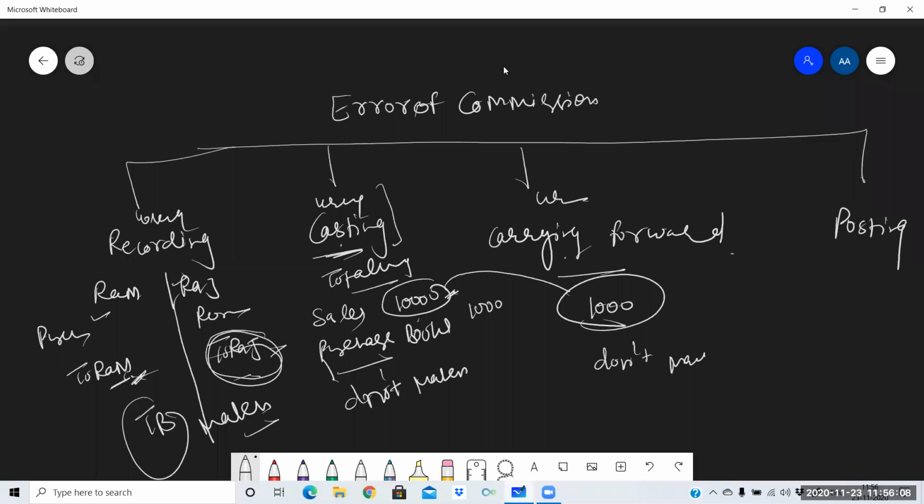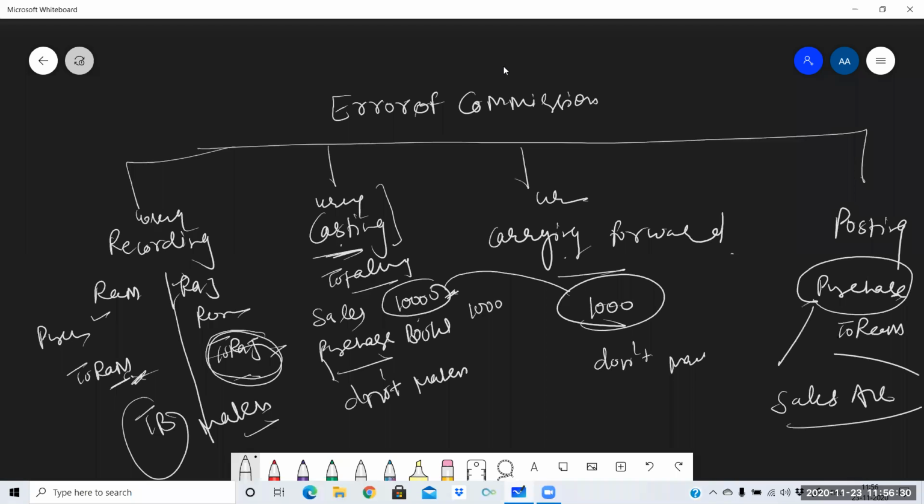Then error of posting. Error of posting means the transaction recorded in the books of original entry is incorrectly transferred or posted in the ledger. Like you have purchased the goods. So the posting will be done in purchase account and whosoever is the creditor, suppose Ram. But instead of writing in purchase account, you have posted this transaction in sales account by mistake. The posting is done incorrect. So again, the trial balance may or may not be affected. While I'm telling you may or may not affect, because if we have to post in the debit side and we have posted in the credit side, then trial balance may not match.